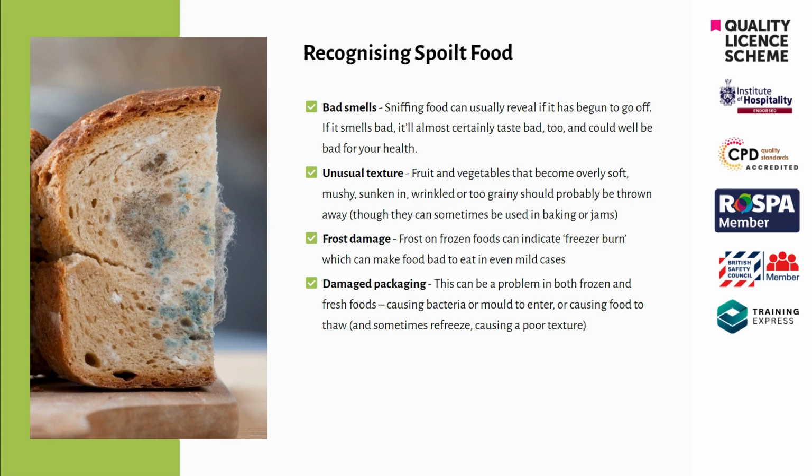Unusual texture. Fruit and vegetables that become overly soft, mushy, sunken in, wrinkled, or too grainy should probably be thrown away, though they can sometimes be used in baking or jams. Frost damage. Frost on frozen foods can indicate freezer burn, which can make food bad to eat in even mild cases. Damaged packaging. This can be a problem in both frozen and fresh foods, causing bacteria or mold to enter, or causing food to thaw, and sometimes refreeze, causing a poor texture.